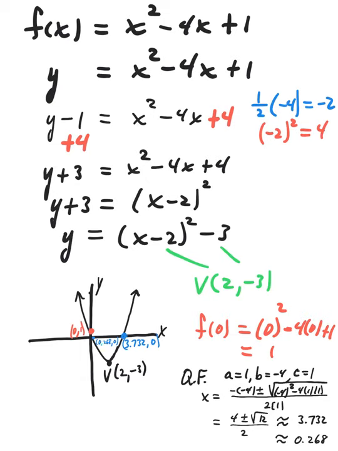Here we go. And then the only other thing is the new vocab. It's called axis of symmetry. It's the vertical line that goes right down the middle of your graph. And that one's easy to find. It's always the x-coordinate of your vertex. So x equals 2 is the axis of symmetry.